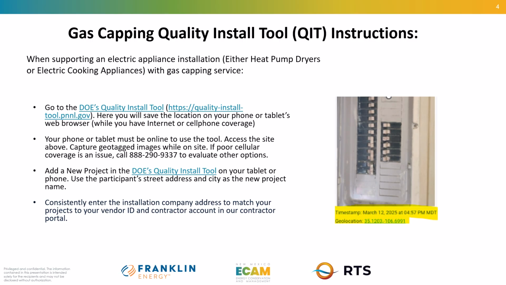Add a new project in the DOE's Quality Install tool on your tablet or phone. Use the participant street address and city as the new project name. Consistently enter the installation company address to match your projects to your vendor ID and contractor account in our Contractor portal.